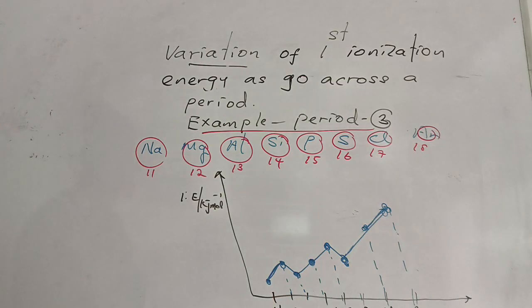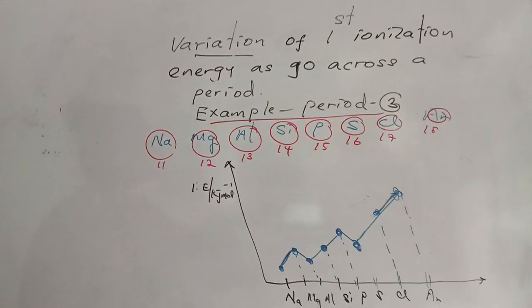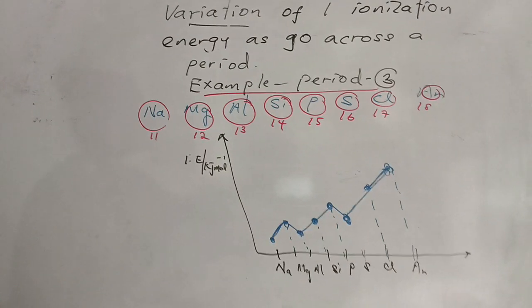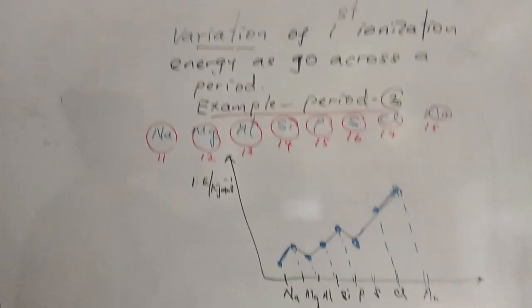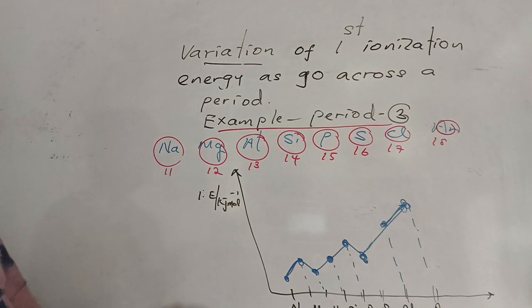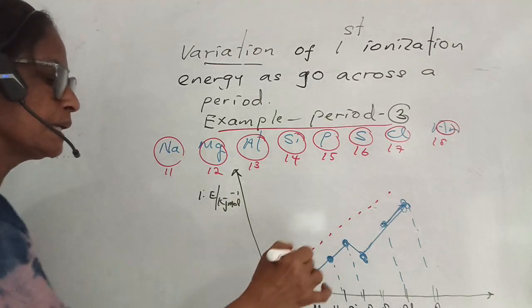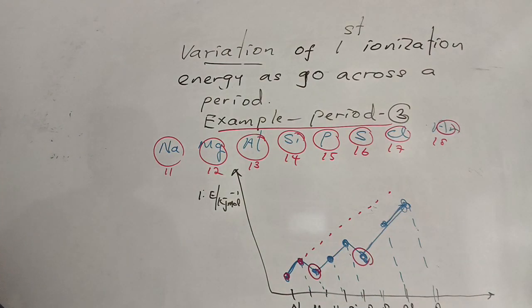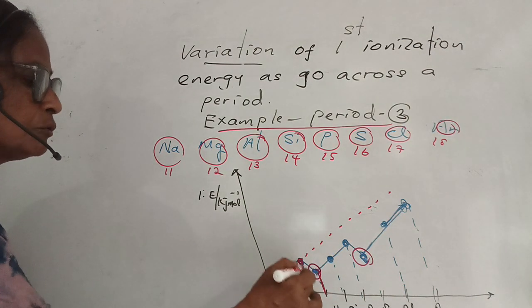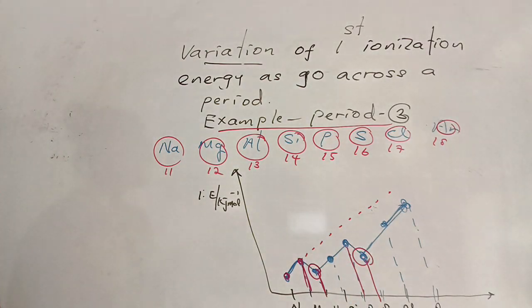This pattern holds for period 3 as well, giving us an idea of how the first ionization energy varies across a period. If there were no discontinuities, ionization energy would simply increase. Two discontinuities are very often seen: between group 2 and group 3, and between group 5 and group 6.